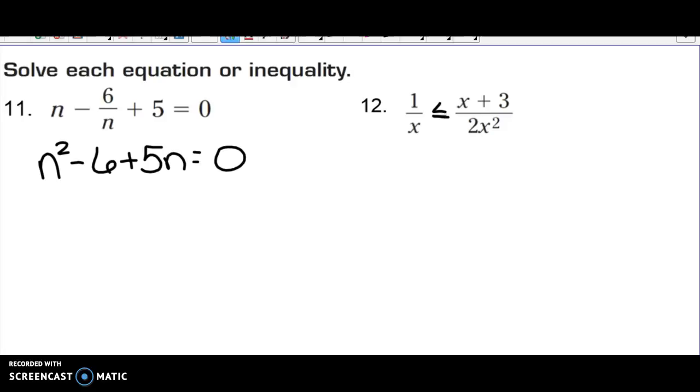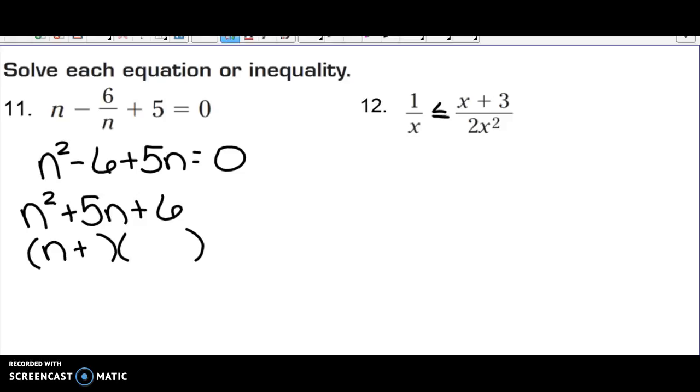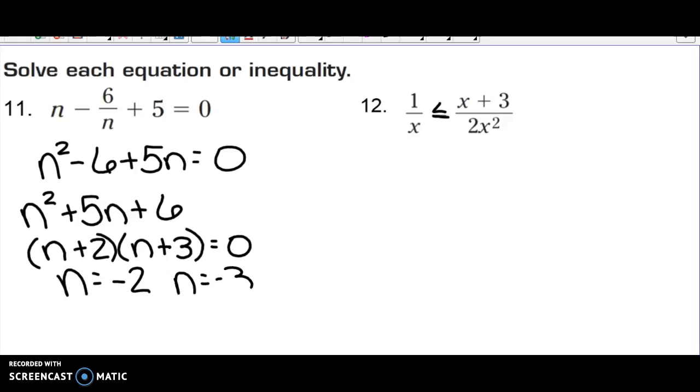Now, you're going to go ahead and factor this. So you're going to have n squared plus 5n plus 6. Okay, so you need factors of 6 that add up to 5. Obviously, that's going to be 2 and 3. Okay, so n is going to be equal to -2, and n is equal to -3.